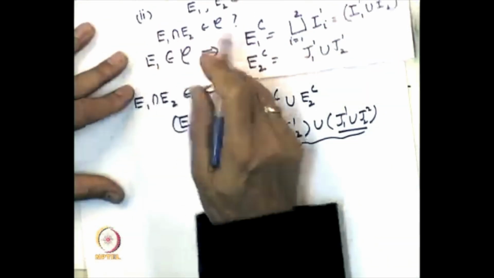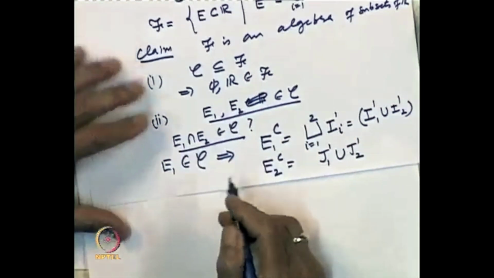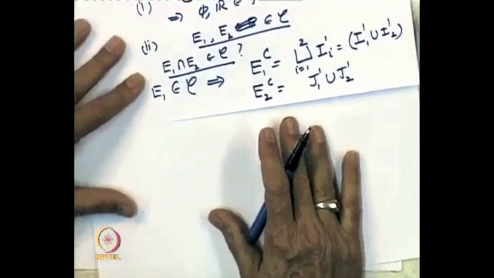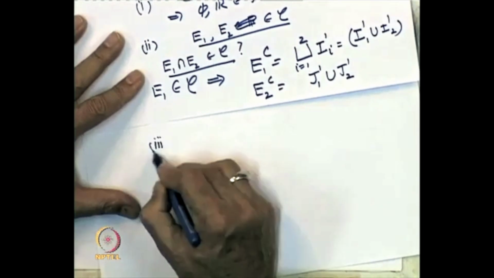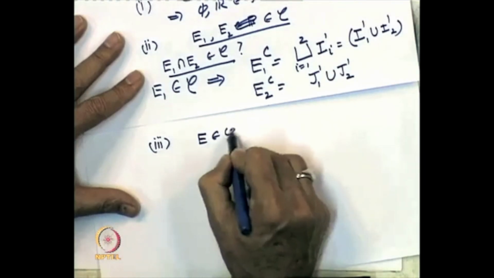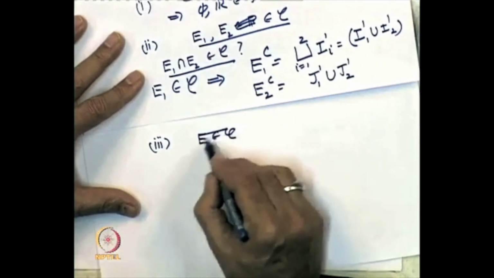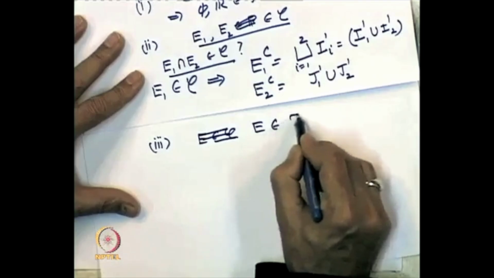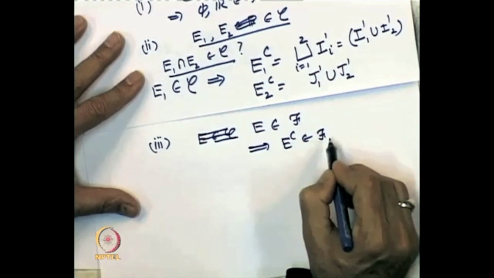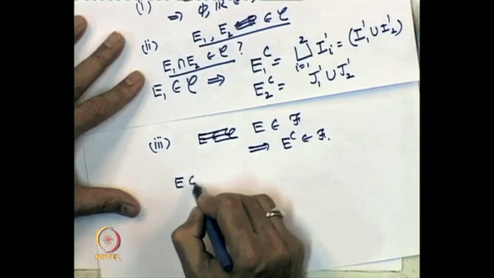Instead of checking the second property, whether the intersection belongs to it, let us look at the third property that we want. What was the third property? That if a set E belongs to F, we want to check whether that implies E complement belongs to F. So, let us take a set E belonging to F.